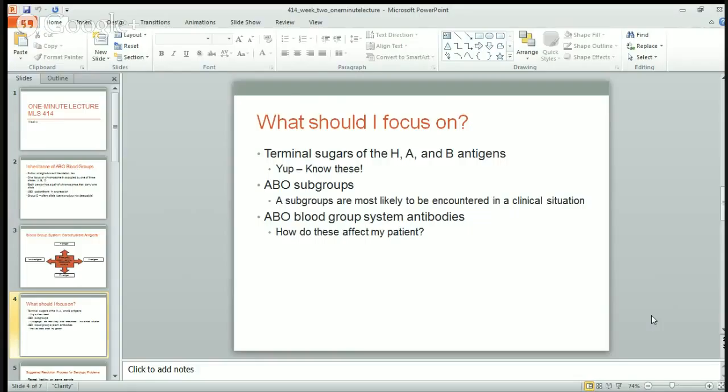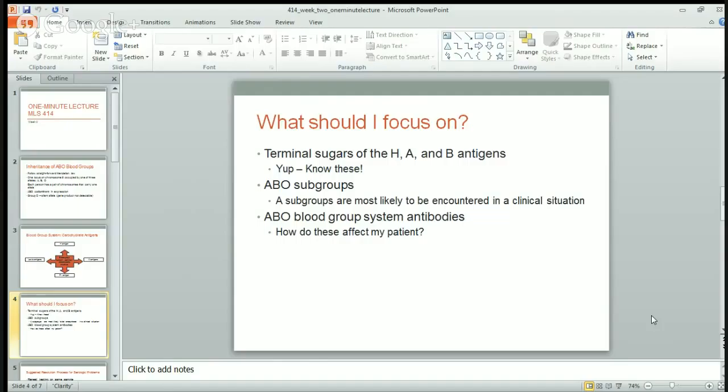ABO subgroups is kind of a confusing topic. The chapter does a good job in covering them. ABO subgroups are best understood by understanding how you work up discrepancies. We'll talk about that in a little bit. While there are A subgroups and B subgroups, you will most likely encounter an A subgroup in a clinical situation.